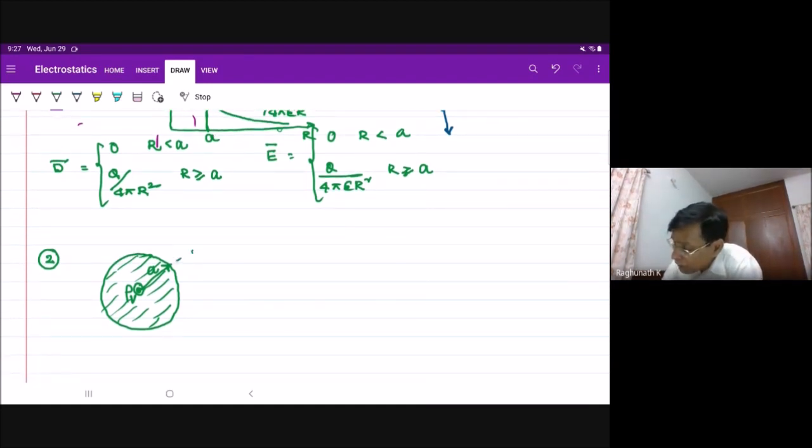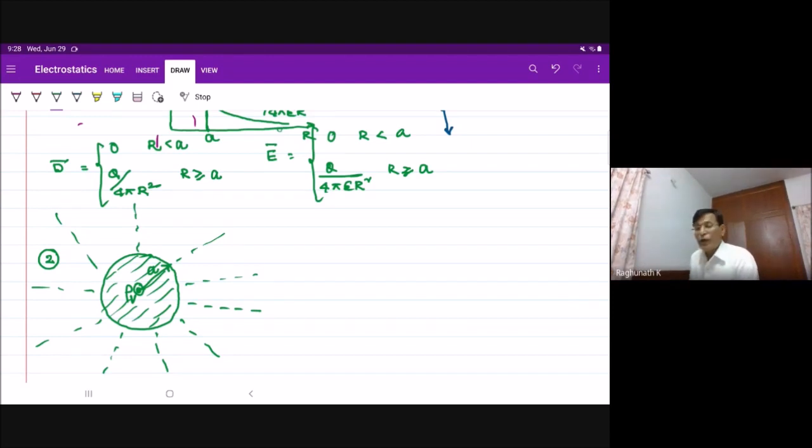Definitely, when I try to look at the field outside, it will be spherically symmetric, because of which whenever I want to determine the field at any point which is at a distance r from the center of the spherical charge, I will draw a sphere of radius r, concentric to this, because of which it is everywhere perpendicular to the flux lines, and the flux density will be radial, and this B bar is equal to what?